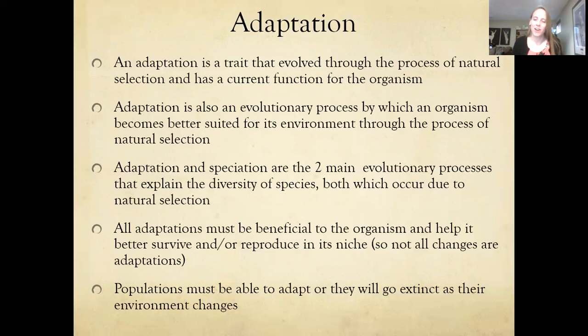Adaptation and speciation are the two main evolutionary processes that explain how we have such a variety of different species on Earth. Both of these occur because of natural selection. All adaptations have to be beneficial to the organism. If it's just a new trait, but it's not beneficial, it's not considered an adaptation. It has to either improve survival or improve reproductive success. Populations must be able to adapt or they will go extinct. If you cannot adapt to environmental changes, you're going to die off when the environment changes.